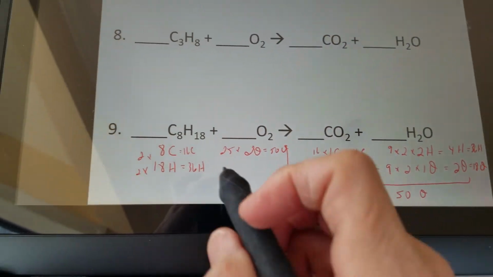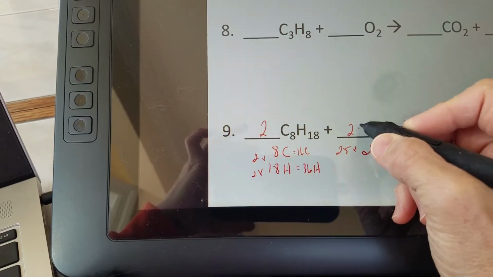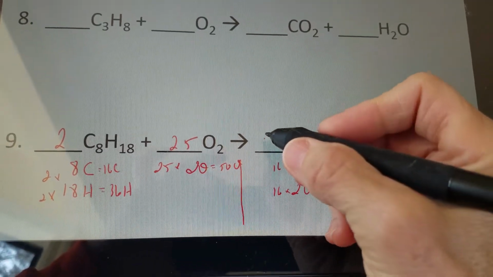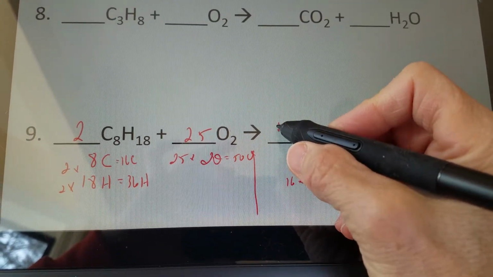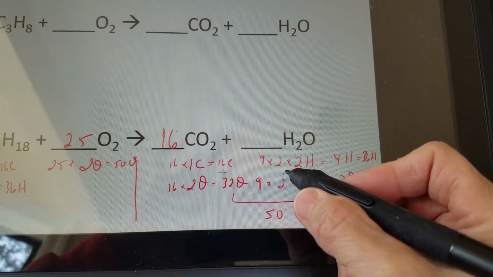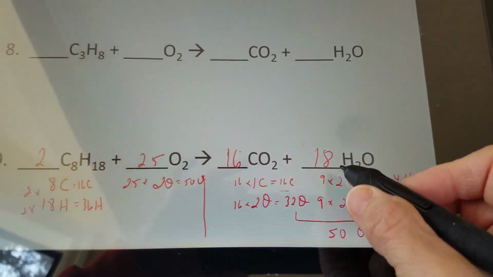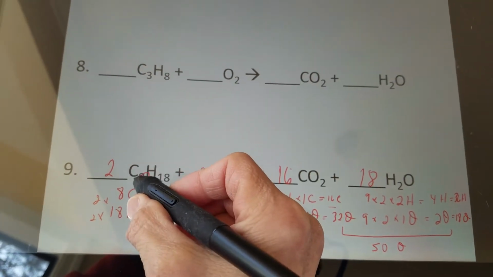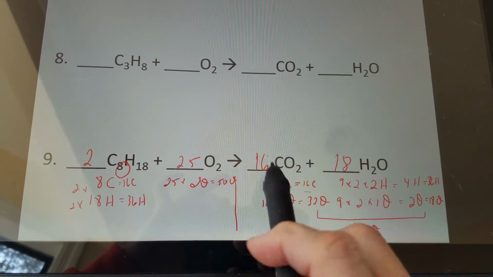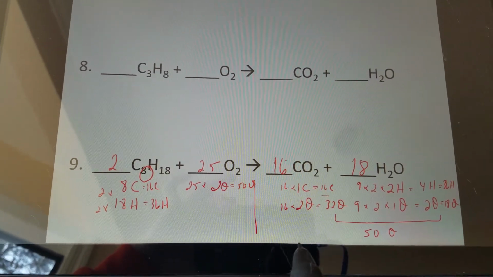So what I multiplied here, I multiplied this one by 2, multiply this one by 25, so you can see I get a double-digit coefficient here. I multiplied this one by 16, again a double-digit coefficient. And then here we multiplied by 9, but also by 2 to start with, so that's going to be 18. So the larger this number is, the larger your coefficients are going to be on the oxygen, carbon dioxide, and water.